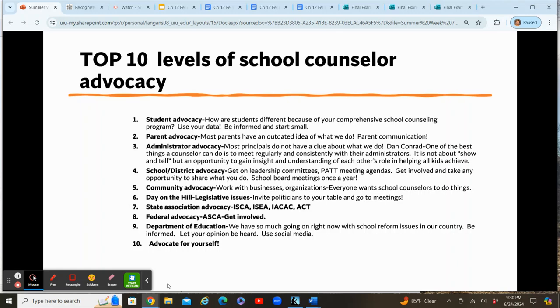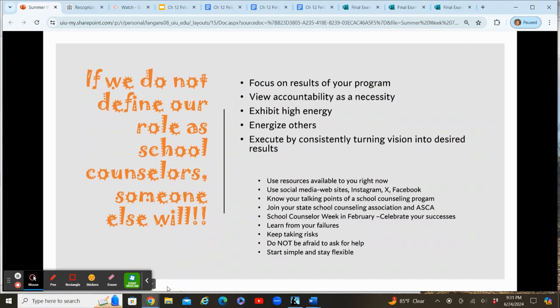Use social media in a positive way. Don't use it to be negative, but use social media in a positive way to show what school counselors are doing so people are aware of the different things. And then advocate for yourself. And this, again, I know is hard for some people, but you do need to advocate for yourself, because if you don't define your role as a school counselor, someone else will.